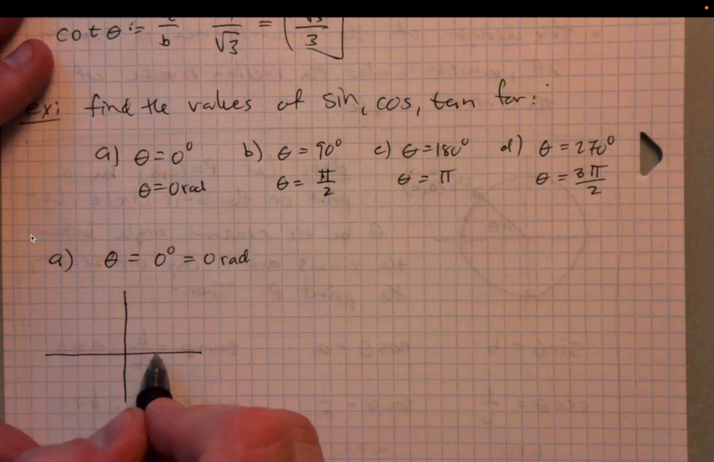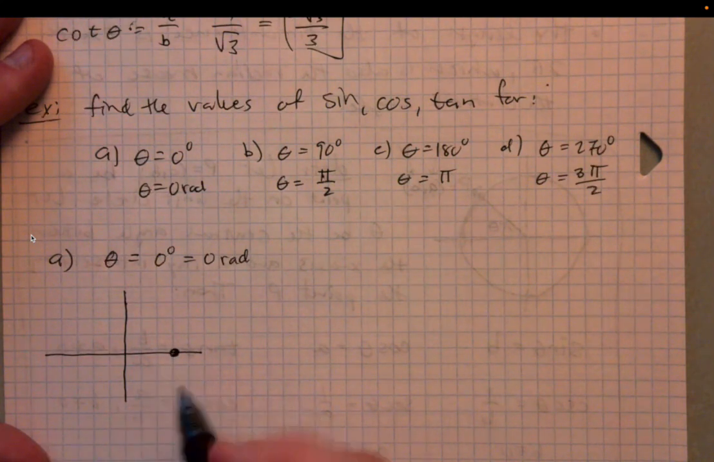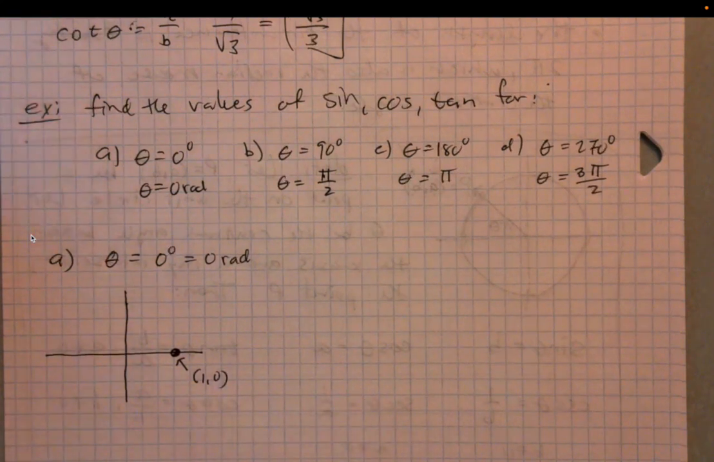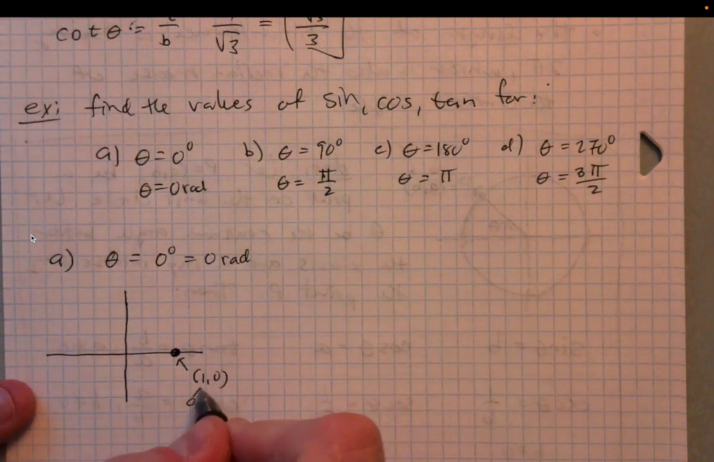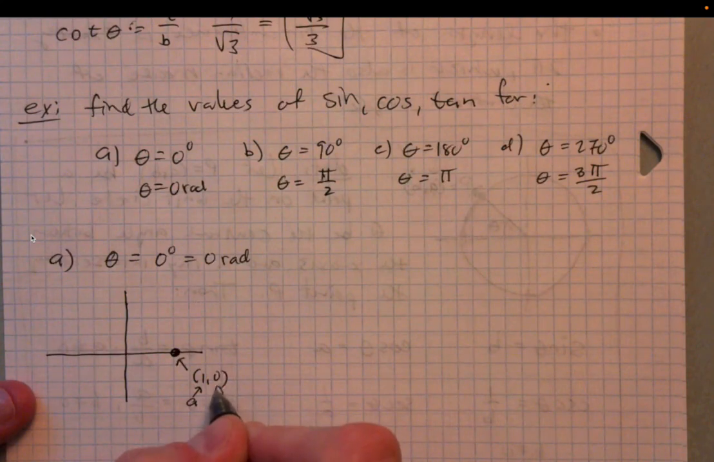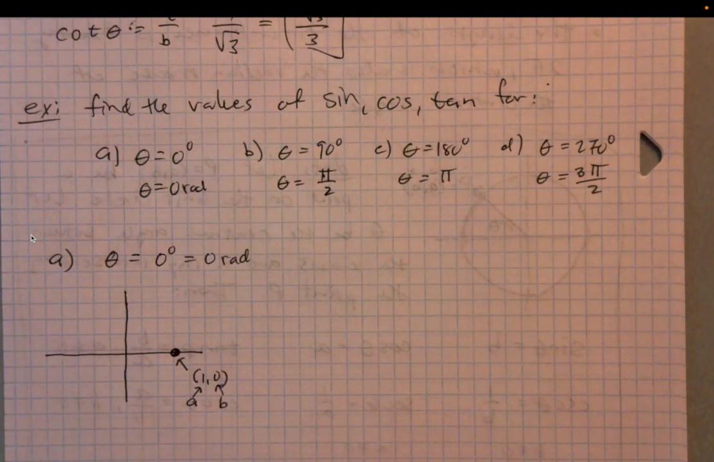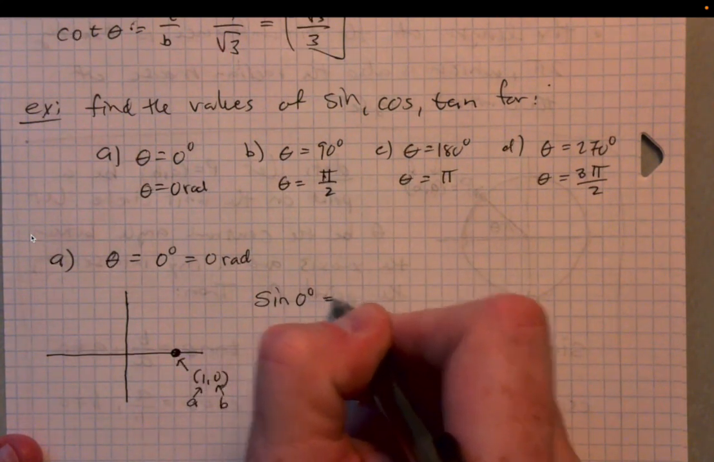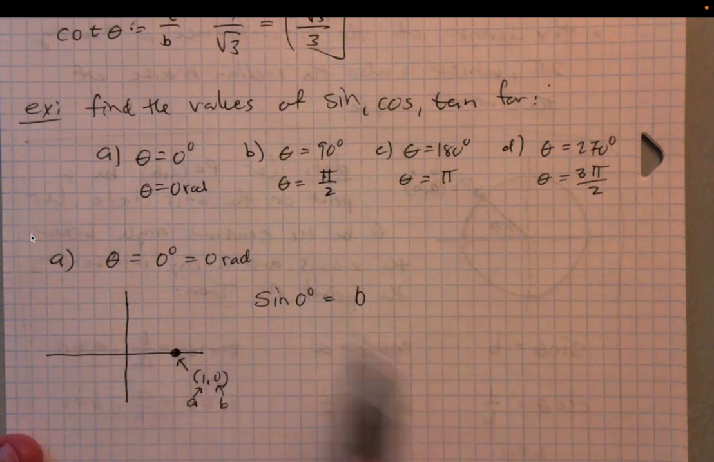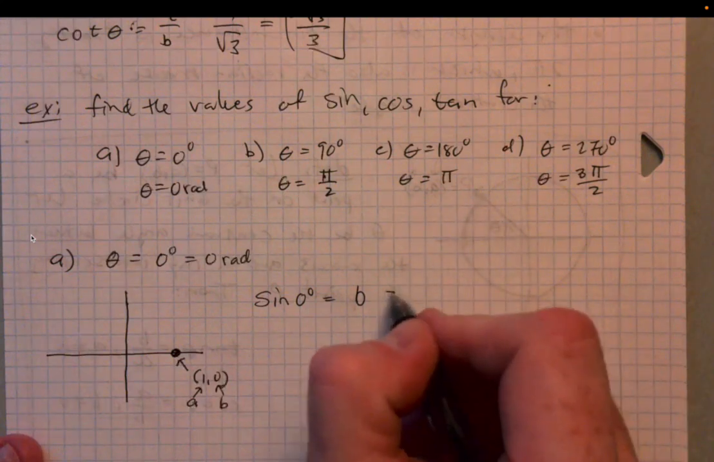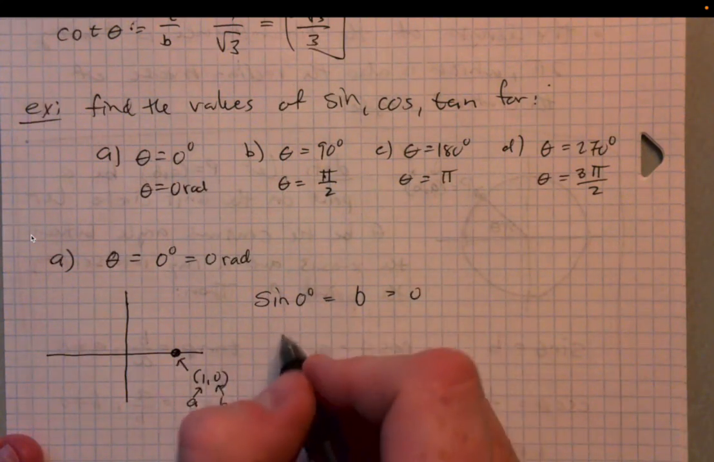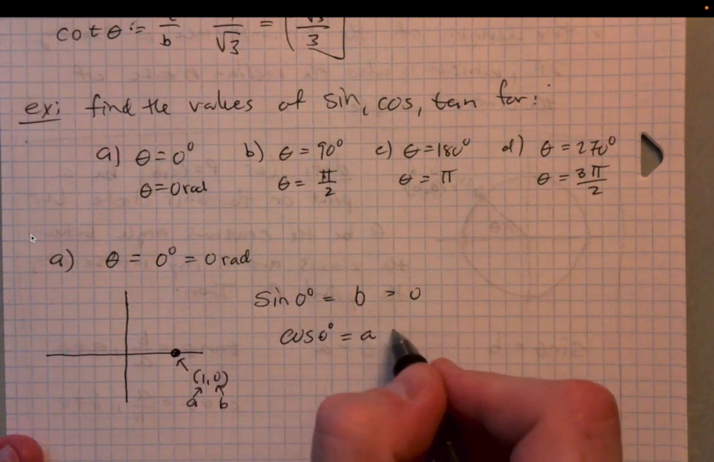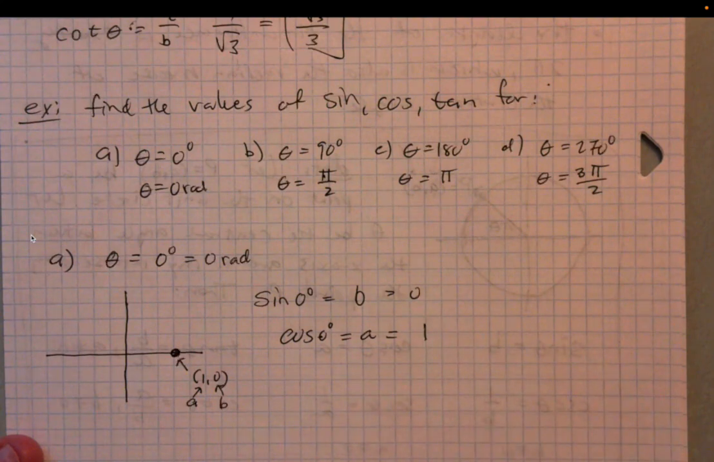0 degrees means it hasn't moved off of the x-axis. And so the best point to pick would be (1, 0). Right? So your a is 1, your b is 0. Okay? And so then it's just a simple thing. Sine of 0 degrees is equal to b in this setup, which in this case is 0. The cosine of 0 degrees is equal to a, which in this case is 1.